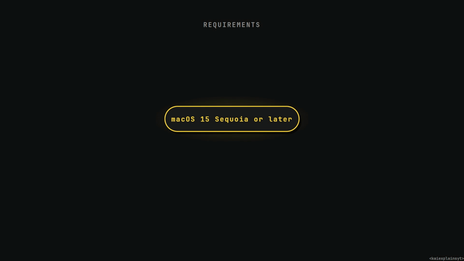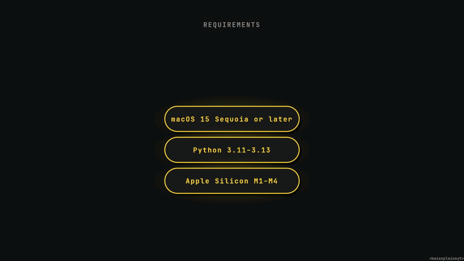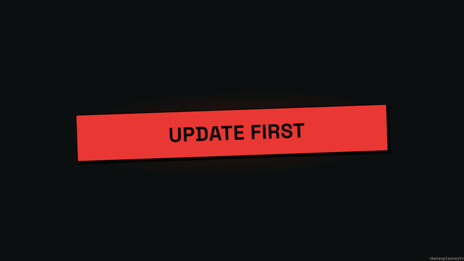oMLX requires macOS 15 Sequoia or later, Python 3.11 through 3.13, and an M1 through M4 chip. Before you install anything, update macOS if you haven't. I learned this the annoying way when an older macOS version gave me errors that had nothing to do with oMLX and took me an hour to trace back to the OS. There are 3 install paths. For most people, the first one is right.